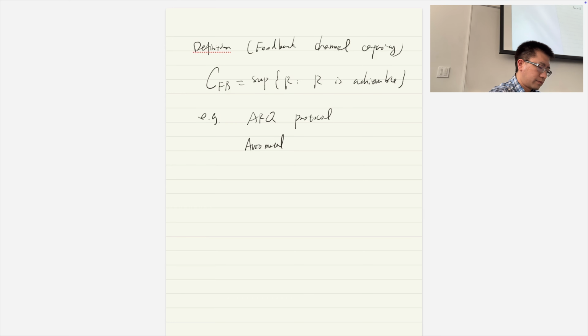It's called automatic repetition request. Basically, it means that the receiver will tell the transmitter whether you are successful or not. That is used in the upper layer communication, maybe in the second layer, so not exactly the physical layer. So this is the ARQ. We're going to see this a little bit later, okay?